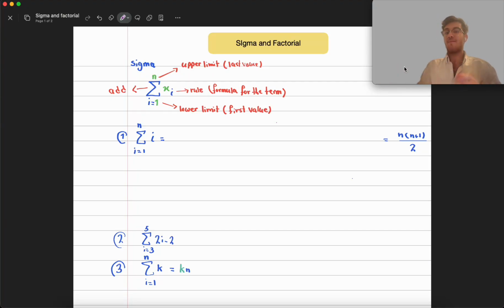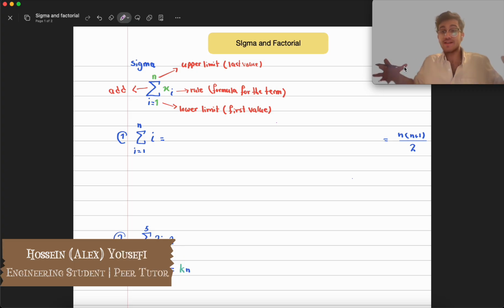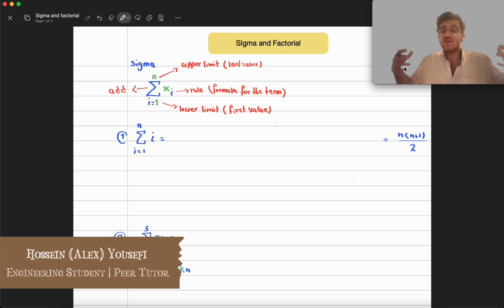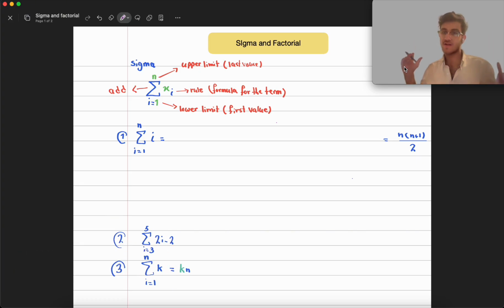In this video, I'm going to summarize all the important things about using sigma notation and factorial, because we're going to see them a lot in Calculus 2, especially when we get into series. So let's see what they are and how we can use them.